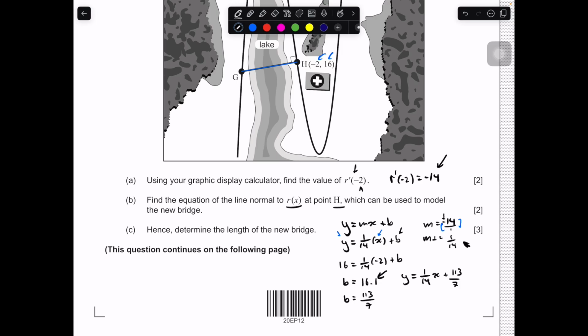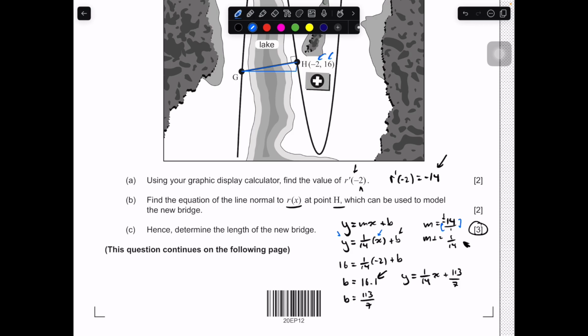Now they want us to determine the length of the new bridge. 3-mark question. It's actually kind of a nice question, to be honest. I do like this question. Determine the length of the bridge. So we know how to find the distance. We even had a distance formula question above with those Voronois.